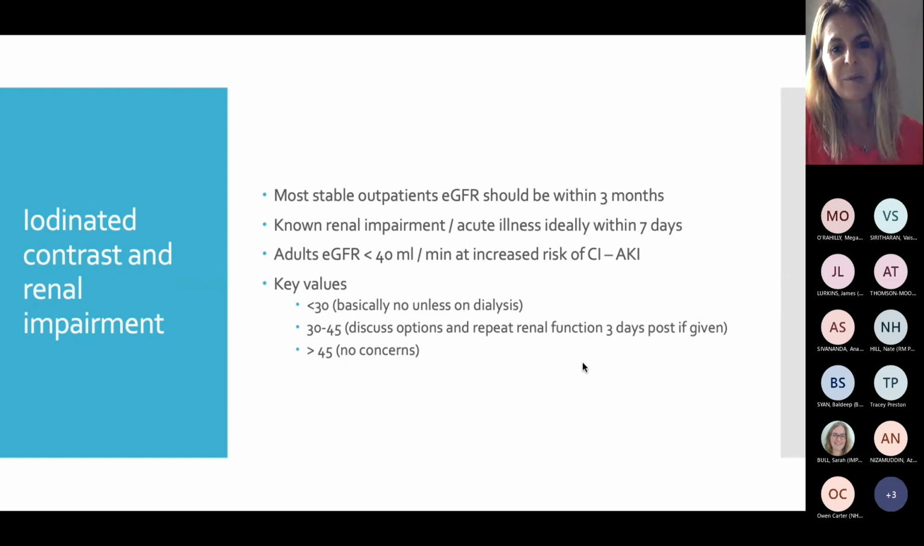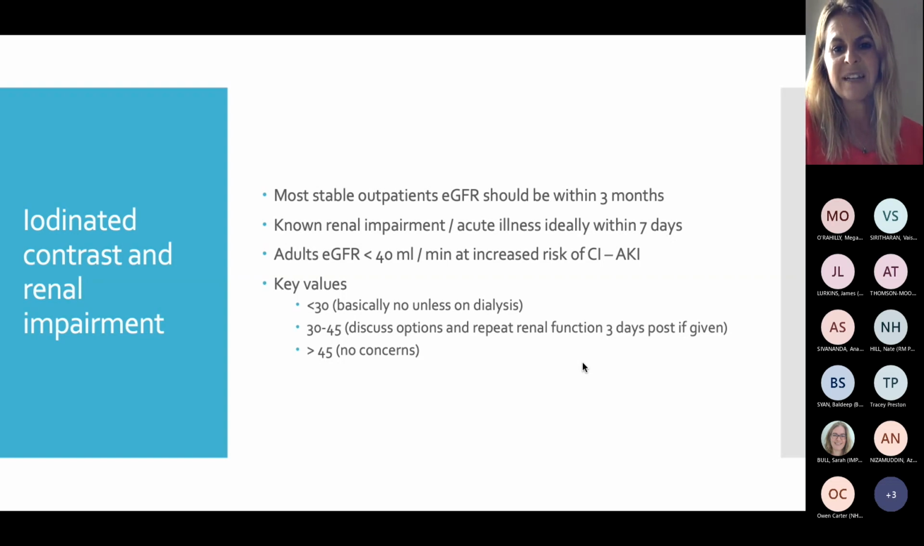So in terms of renal impairment, what we ask for is, for most stable outpatients, so most patients that you'll be seeing in the non-site specific setting, they need a minimum of their GFR done within 3 months. It's not really an issue because those patients tend to be referred with a full complement of the blood function tests, which will include U's and E's. But just as a general principle, that's what we ask for in outpatient imaging.